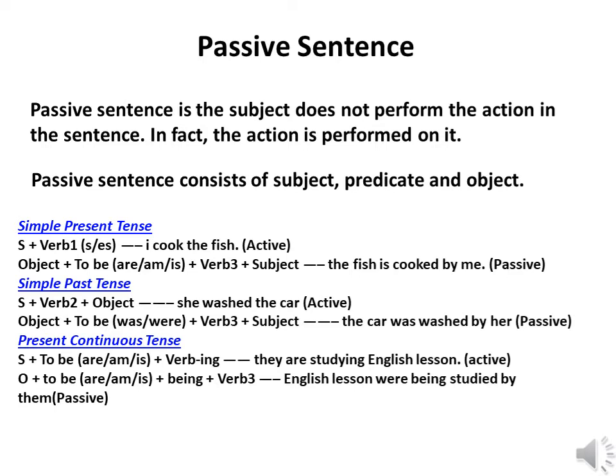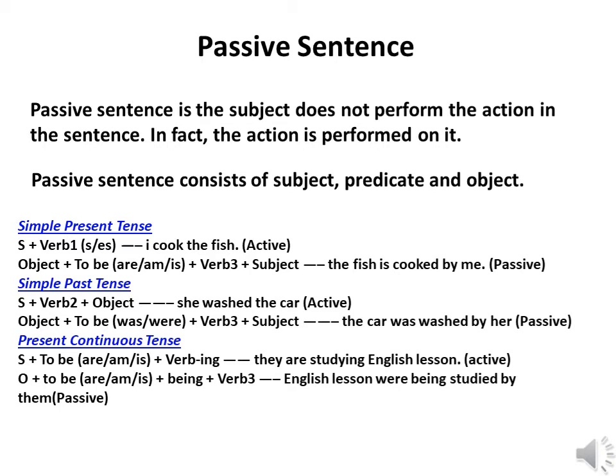In the simple past, the pattern in an active sentence is subject plus verb 2 plus object. For example, she washed the car is active, and to make a passive sentence, the pattern is object plus to be, was or were, plus verb 3 plus subject. For example, the car was washed by her is the passive sentence.